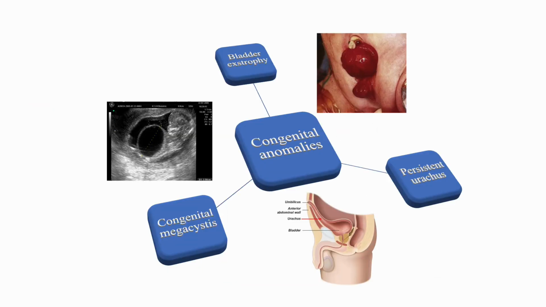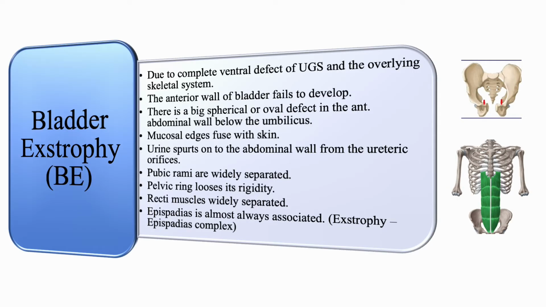Talking about the congenital anomalies of the urinary bladder, mainly we discuss bladder exstrophy, also called ectopia vesica, and persistent urachus. Rarely, we also find congenital megacystis. Bladder exstrophy, BE, also known as ectopia vesica, is one of the common congenital anomalies of the urinary bladder.